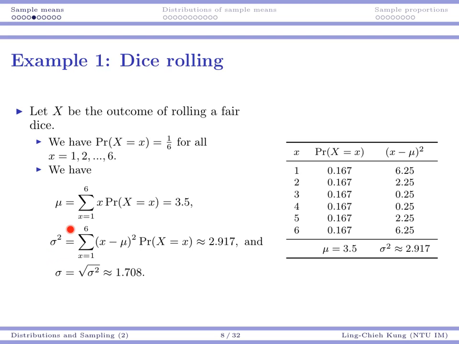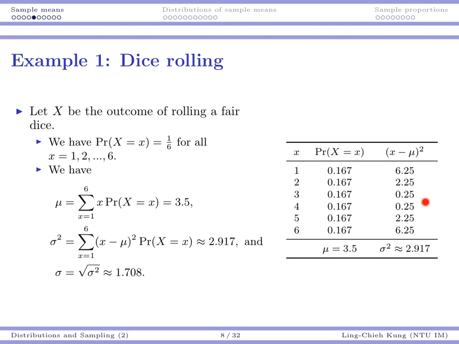Then you may calculate the population variance. For each value, you find the difference from it to the population mean, take a square, and then weight all these squares by their probabilities, like this. For x equals 1, the difference between 1 and mu is 2.5, and then the square is 6.25. For 2, the same thing, but the square is just 2.25.